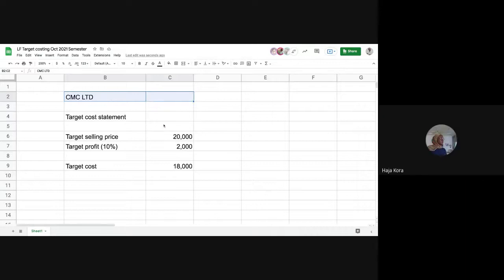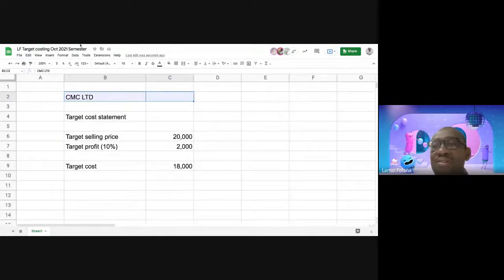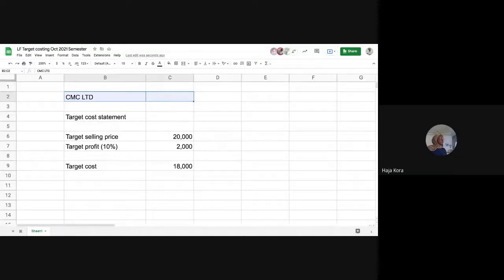the heading? Highlight the B and then C column. Then you highlight the whole, yes. Then go to center and merge. I go to center and merge. Okay. Then you click there.